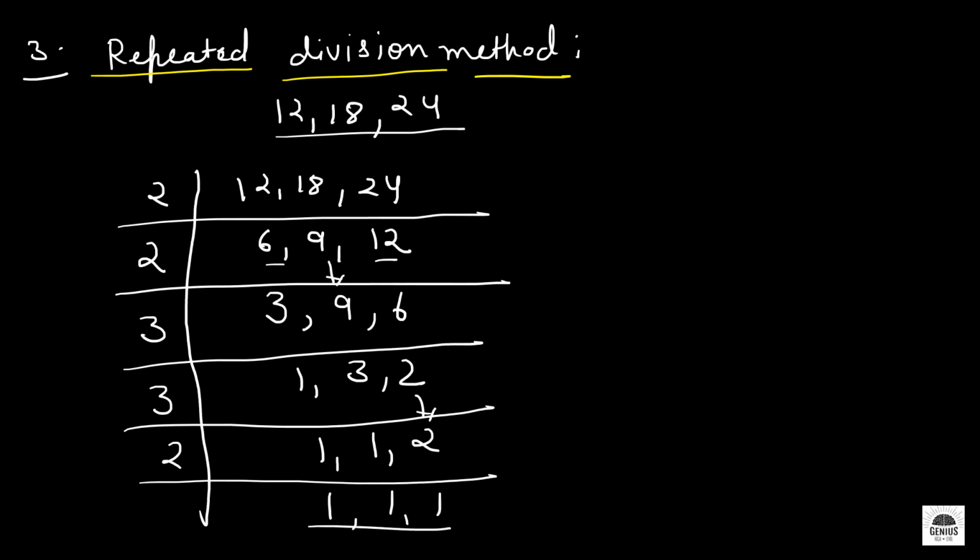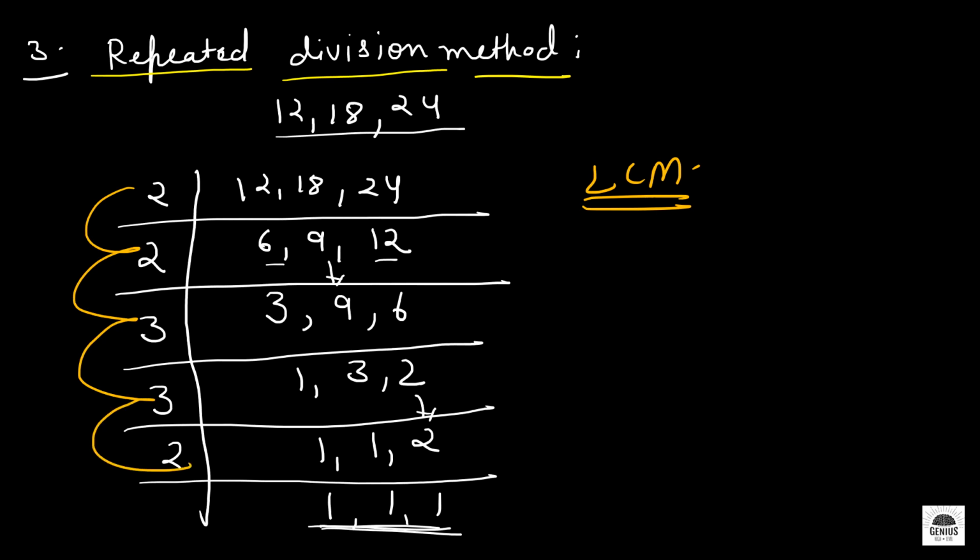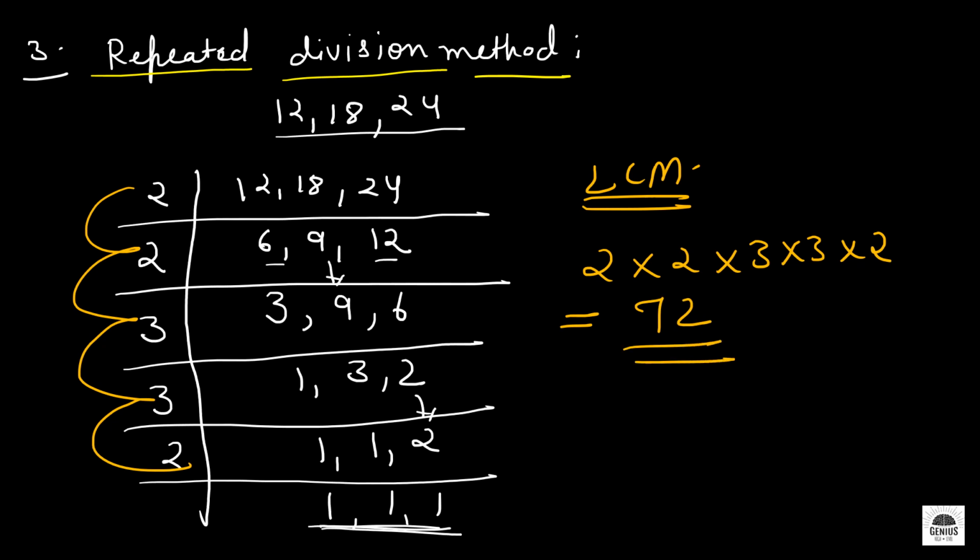We continue this process till the last row has a quotient of 1 for all numbers. Now we get 1 as the quotient for all numbers, so we stop here. To find the LCM, we multiply all these divisors. So the LCM is 2 into 2 into 3 into 3 into 2, which is equal to 72. So the LCM of 12, 18 and 24 is 72.